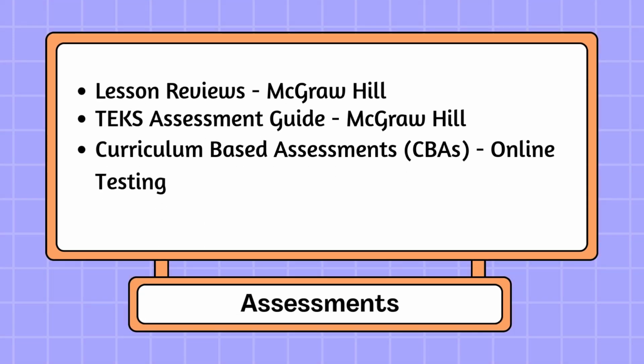At the end of each chapter, students will complete a curriculum-based assessment to demonstrate their understanding of key concepts. To support both teachers and students, we have two valuable resources available: the TEKS Assessment Guide, which aligns directly with state standards, and lesson reviews from McGraw-Hill, offering targeted practice and reinforcement. These tools help ensure students are prepared and confident as they move through each unit.